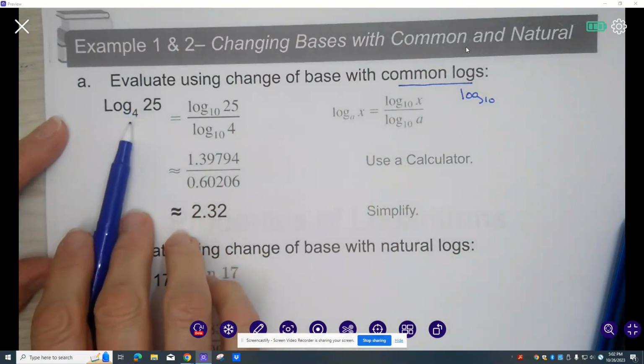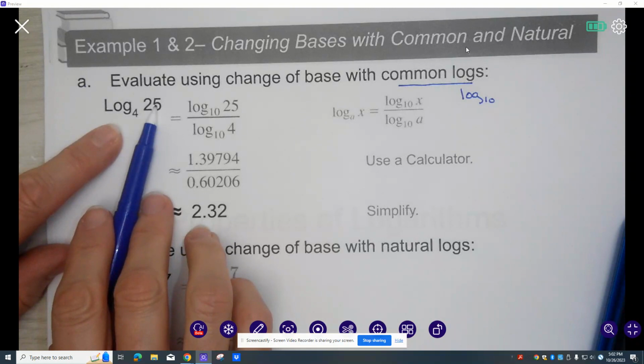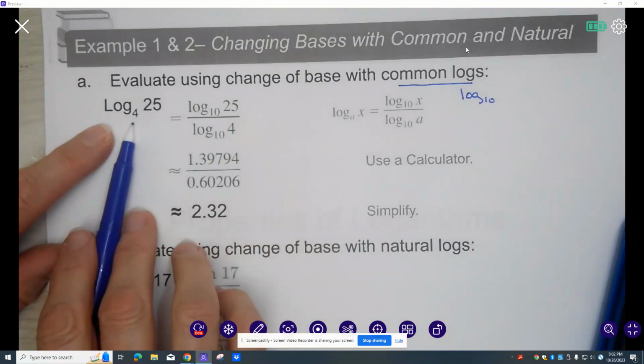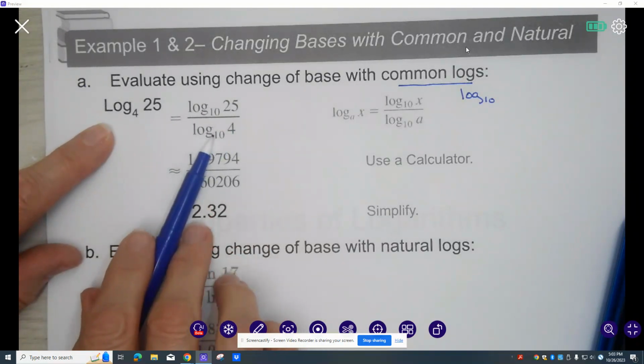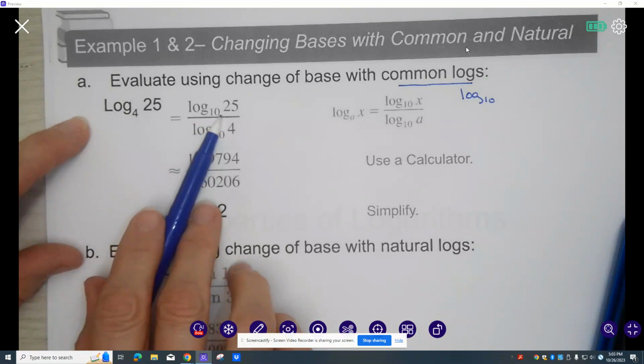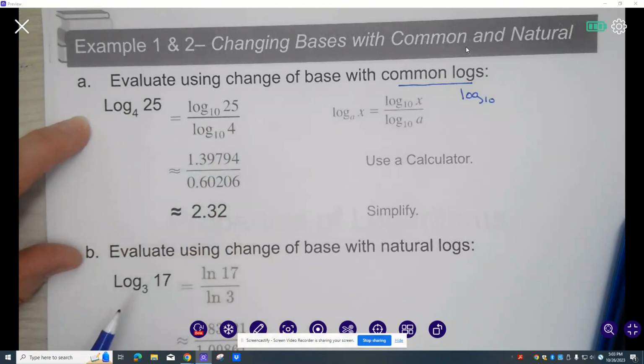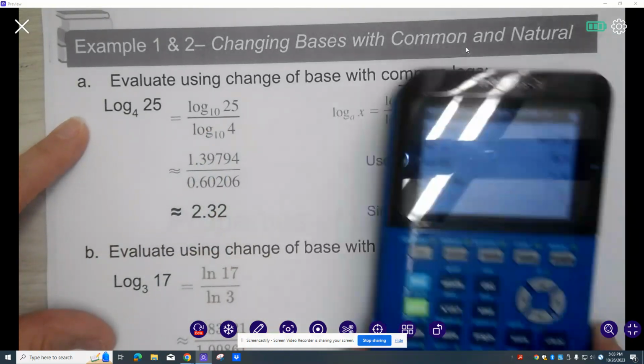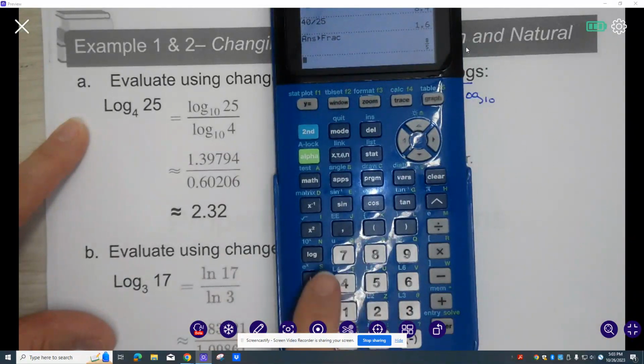So this one is currently a base 4. I want to change it to a base 10. So the 25 goes on the top, the 4 goes on the bottom, and what I'm changing them both to is a base 10. So I just put my new bases here: log base 10 of 25 divided by log base 10 of 4. The base 10 is the log button in the calculator.